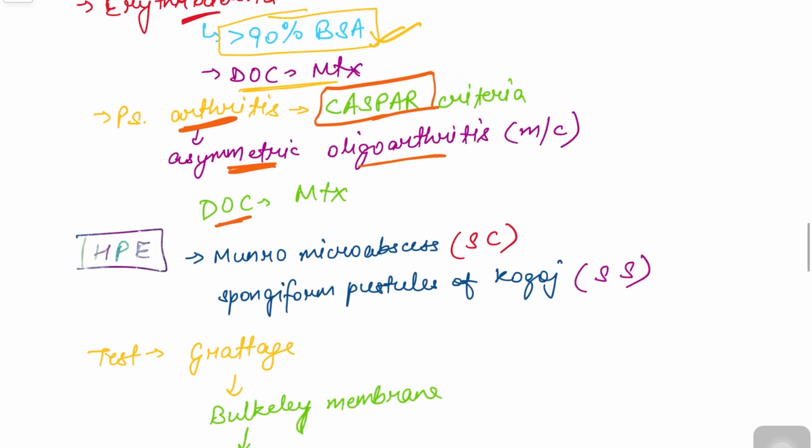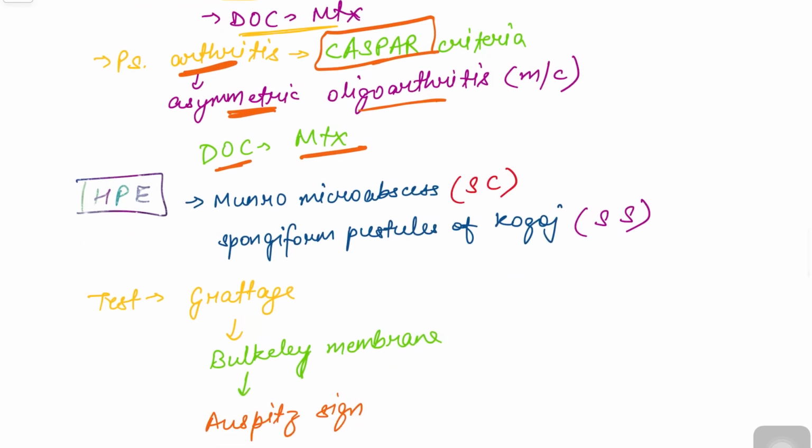Also, drug of choice for psoriatic arthritis is methotrexate. Coming on to the histopathology, most important point to be remembered is that it has Munro's microabscess along with spongiform pustules of Kogoj. Just remember by this that spongiform pustules of Kogoj are present in the stratum spinosum.